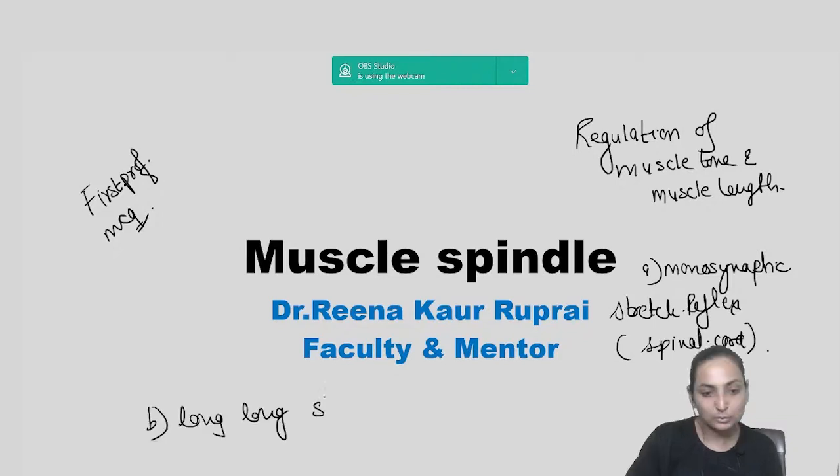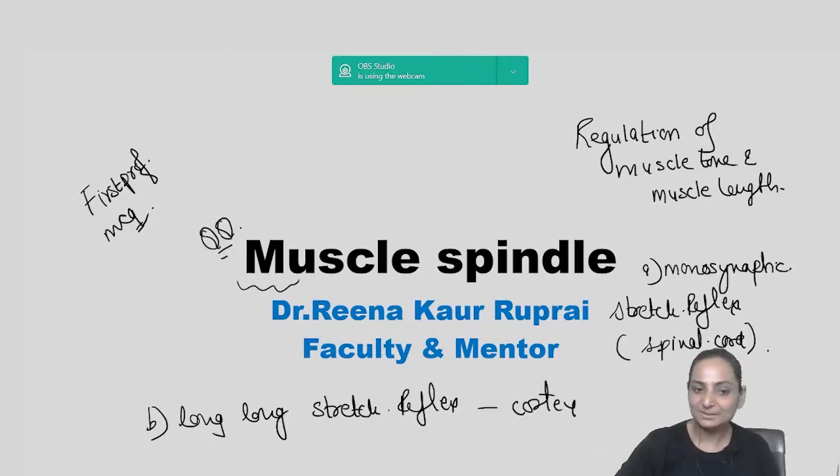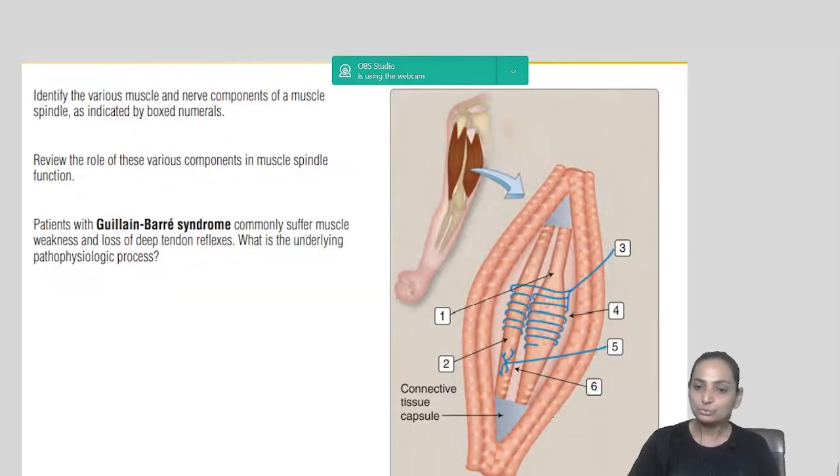This long loop stretch reflex has the cortex as its integrating center. So the muscle length and muscle tone are maintained with the help of the monosynaptic stretch reflex, whose receptor is the muscle spindle, and the long loop stretch reflex, whose center is the cortex. So today we are going to study basically the muscle spindle.